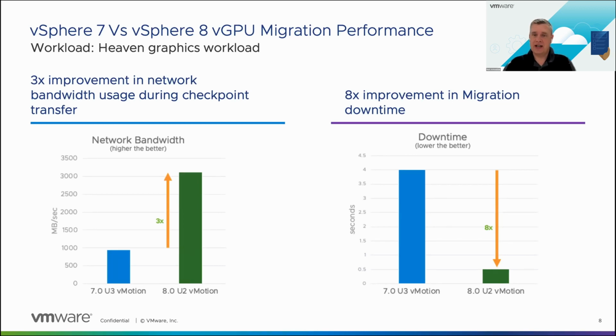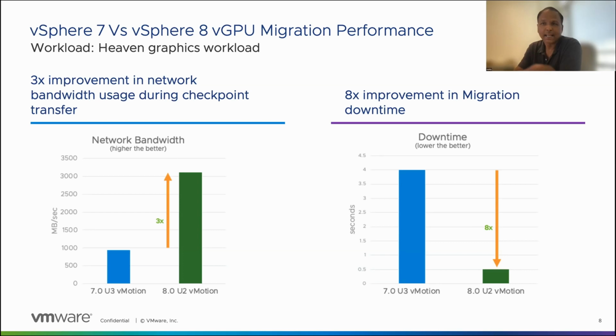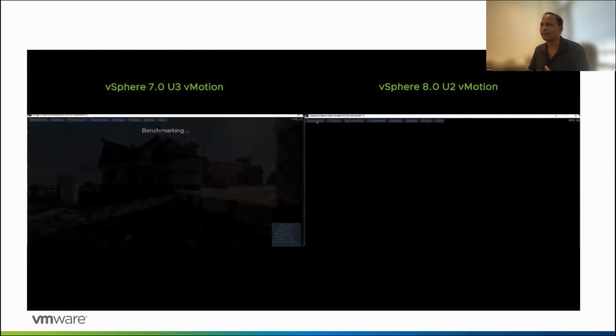I hear you brought something for us today to show us an actual demo. Yes. Numbers tell one story, right? But we also want to see how it actually translates to improvement in user experience. For that, I have a short demo we'll show you here. What we have is 2 test beds. One test bed is running 7.0 U3, and the other is running vSphere 8.0 U2. Both test beds have identical hardware and the same GPU, and both also have a single VM running a graphics workload, which is a Heaven workload.